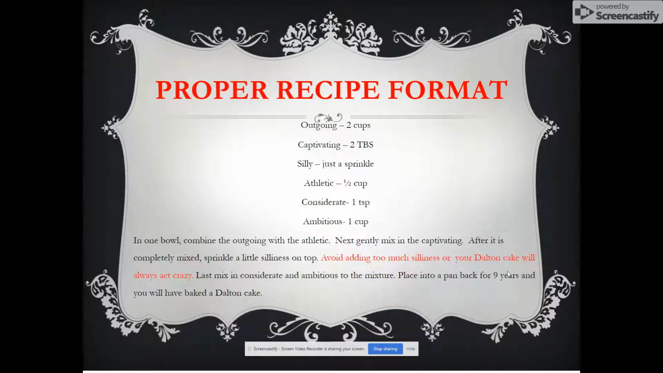So if you're 16, you're baking for 16 years. If you're 20, you're baking for 20 years. If you're 25, you're baking for 25 years. Well, that's just a suggestion. So this is how you do that symbolic recipe. If you have any questions, you know who to ask.